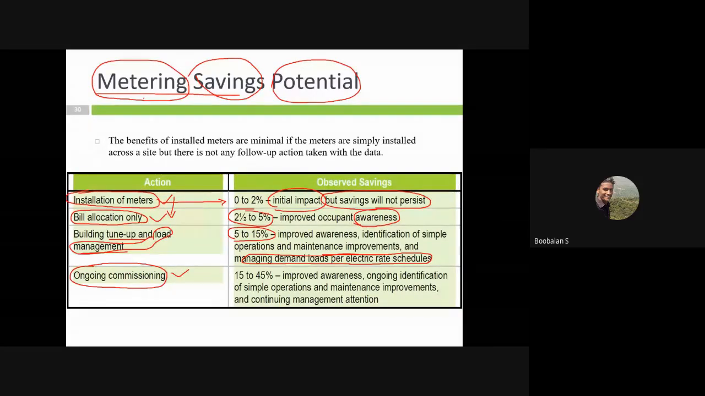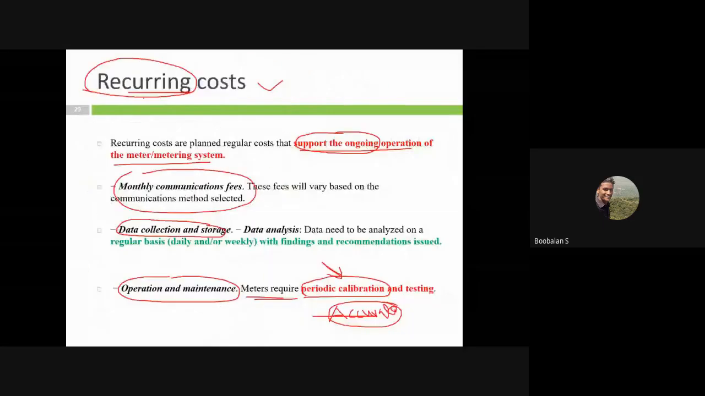So up to this one, metering is now over. We'll move into the next one, right? Any doubt up to this metering?